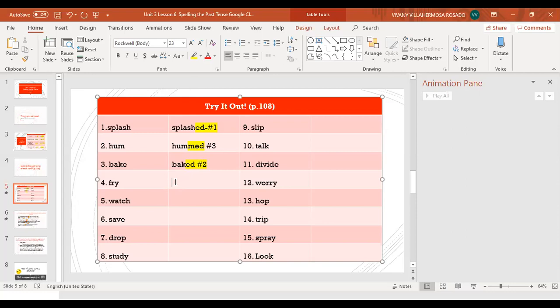Okay, let's look at number four, fry. Fry is a verb that ends in Y. Now let's look at the letter before Y. That's a consonant, right? So we would use rule number four, verbs ending with consonant and Y. We change the Y to I and add ED. So that's what we would do. We would change the Y to I, there it is, and then we add ED. So I hope that you guys are getting this.